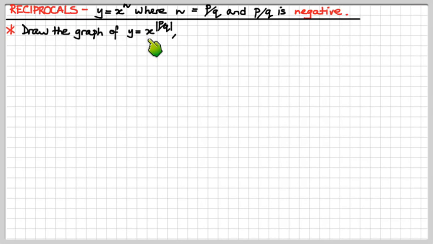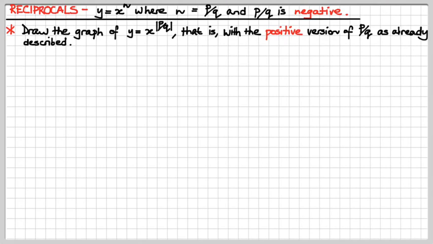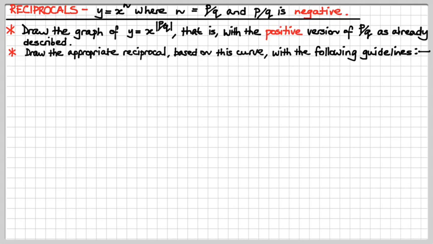First of all, you draw the graph of y equals x to the positive exponent. I've written it as a modulus thing. It looks a bit beastly, but it just means the positive exponent version of what you've got up here when you've got a negative exponent. And basically, that is with the positive version of p over q as already described, and what you then do is you draw the appropriate reciprocal based on this curve with the following guidelines.